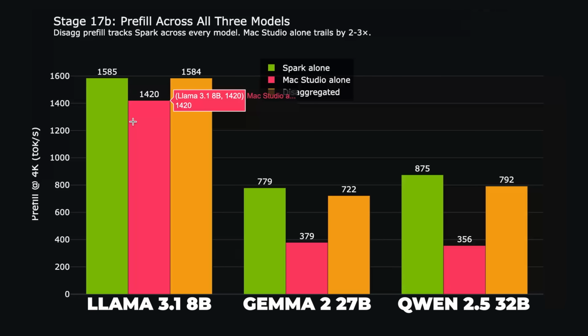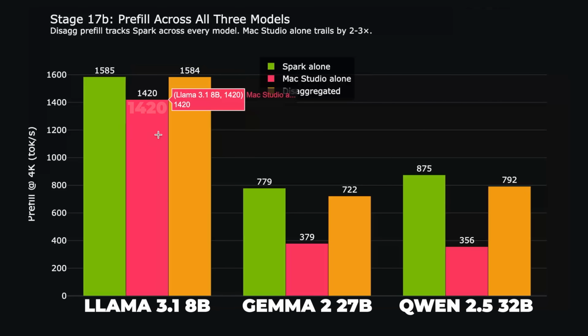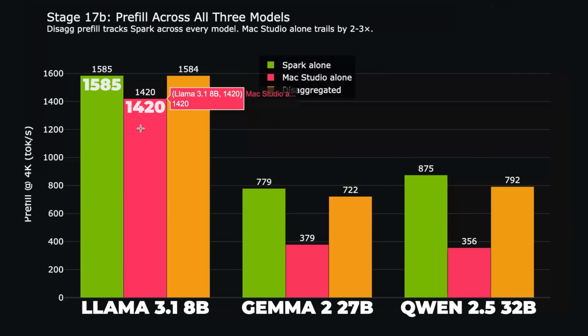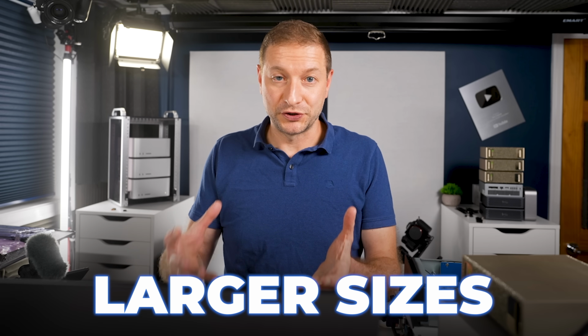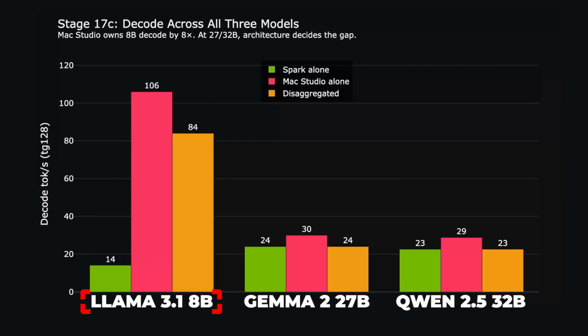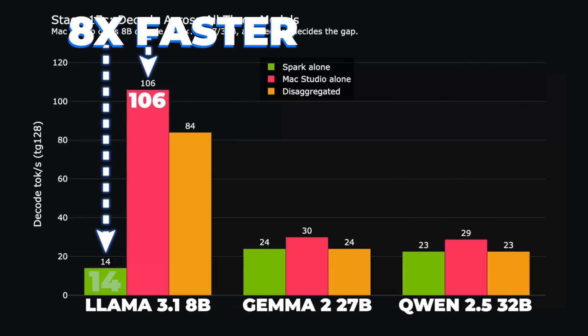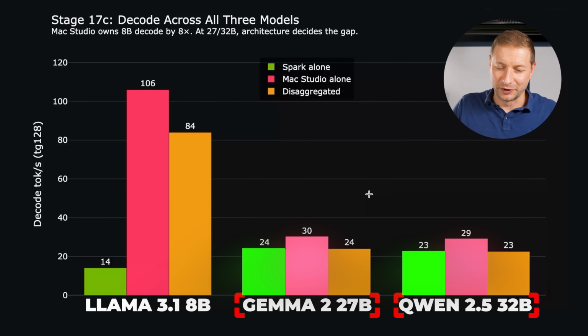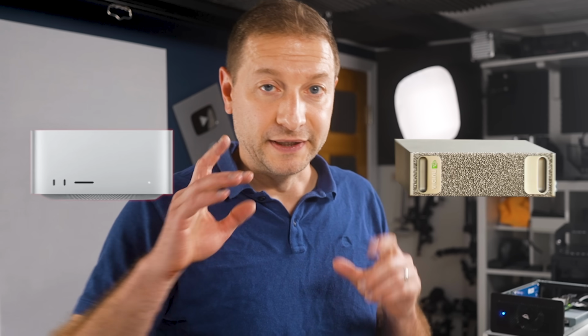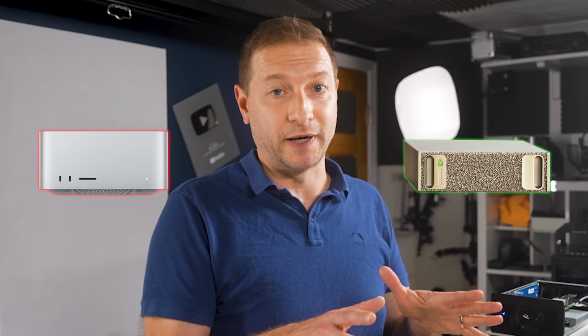It's pretty clear here. You can see that at 8B, the Spark is barely ahead, 1420 versus 1585. At 27 and 32B, the Spark is 2 to 2.5 times faster. So disaggregation becomes more valuable at larger sizes, not the smaller sizes. Now decode is where it gets interesting. At 8 billion, the Mac Studio is 8 times faster than the Spark on decode. That's huge. That's the bandwidth story playing out cleanly. At 27 and 32 billion, the gap kind of shrinks to 1.25 to 1.33. So the decode side of disaggregation gets cheaper at larger sizes. Not because the Mac gets worse, but because the Spark gets relatively better.